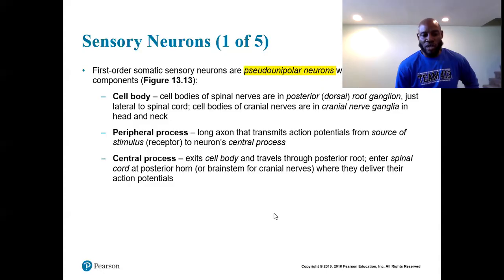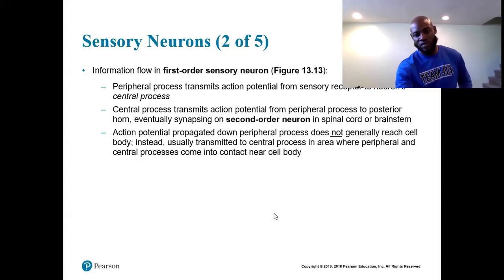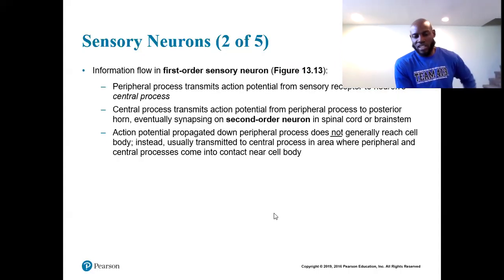And then the central process exits the cell body, travels through the posterior root, and enters the spinal cord at the posterior horn, where they deliver their action potentials. Okay, so it's just showing you the structure of the sensory neuron and how it delivers a signal. And how does the information flow?